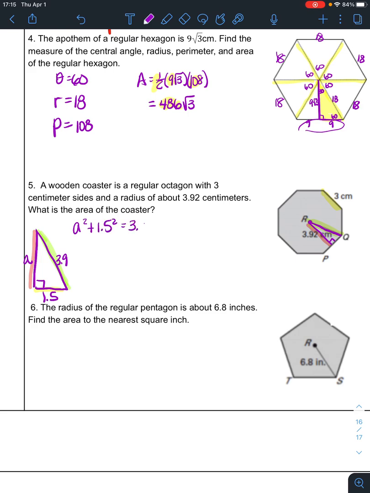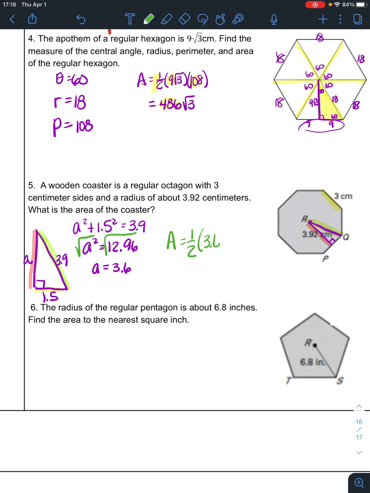So I have a squared plus b squared is equal to c squared. So 3.9 squared minus 1.5 squared. You get that a squared is 12.96. You take the square root of both sides. You get that a is 3.6. So remember, squared is undone with a square root. So I take the square root. So a is 3.6. So that's my apothem.